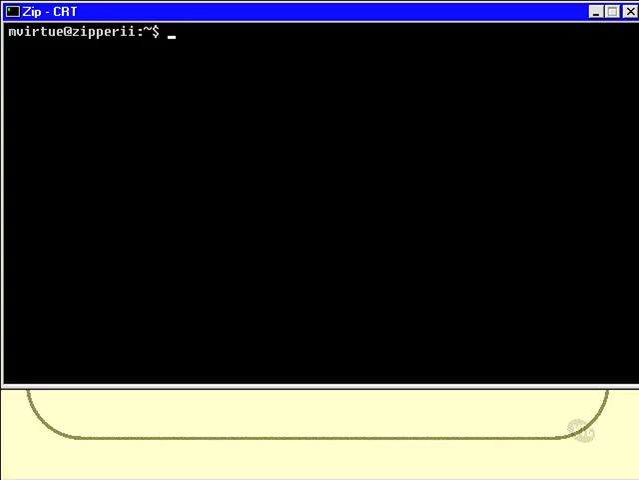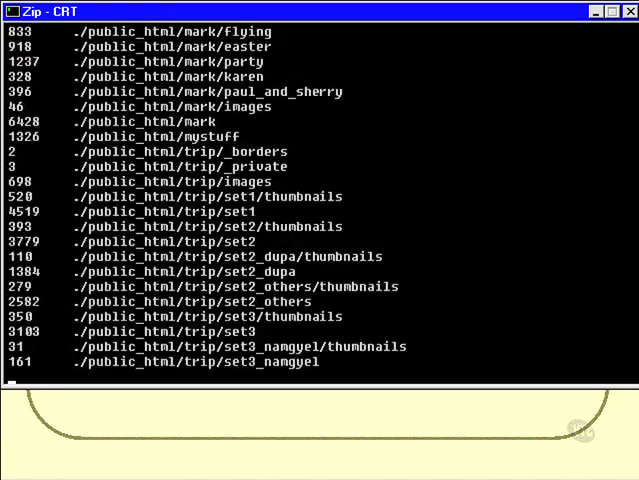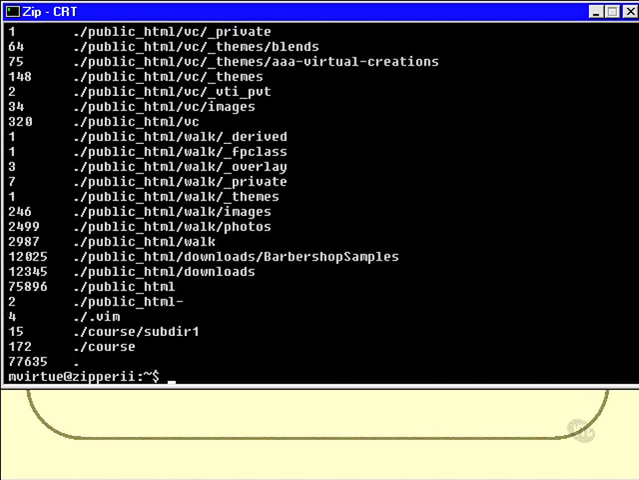So here I am in my /home directory. If I just type in du, it actually gives me a listing of each of the subdirectories underneath my home directory and the number of 1 kilobyte blocks that each directory is taking up. And right at the bottom, next to the dot, it just gives me the grand total.